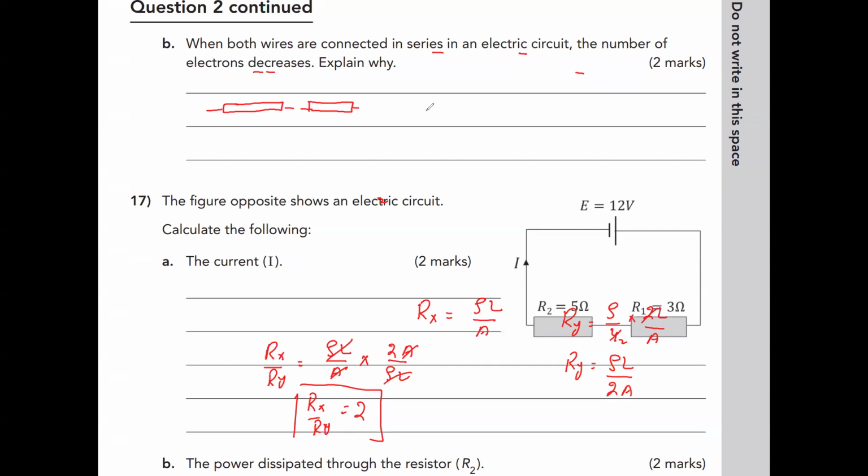Why? Obviously we know that when these two wires are connected in series, the resistance increases. So in series, resistance increases, so current decreases. So we have solved this question number 16, and in the next part, inshallah, we will solve question number 17.